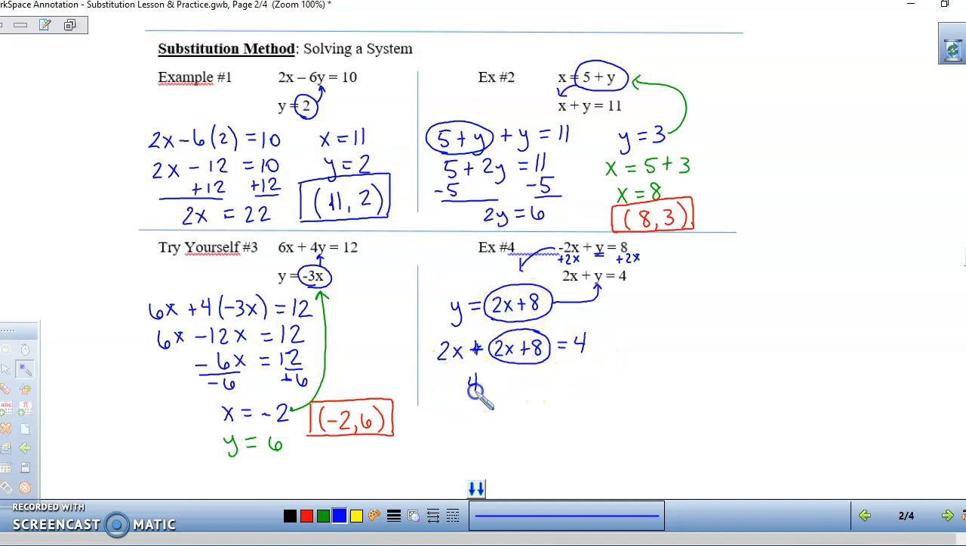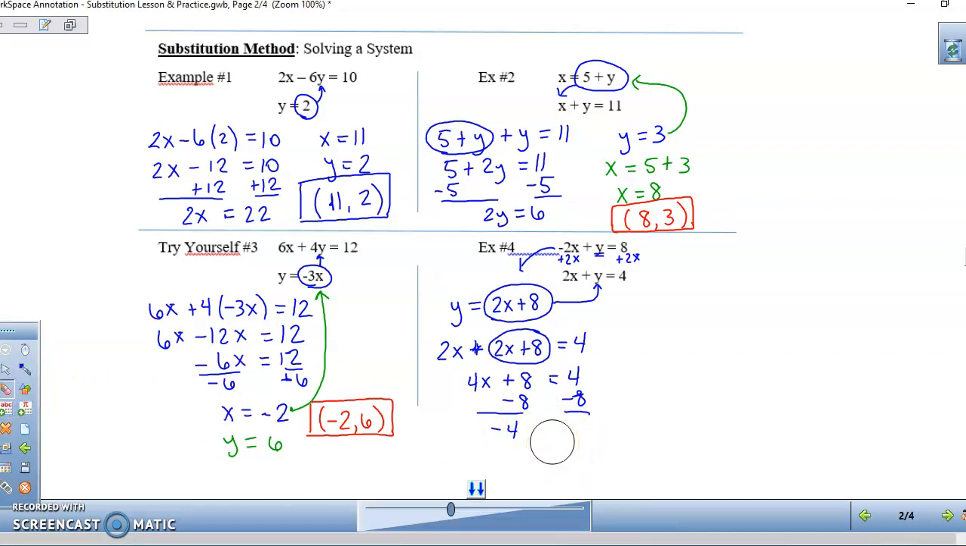Okay, and then I'm going to combine like terms, and then solve for x. So I get 4x here. Let's try that again. This is a 4x. These cancel. I'm getting ahead of myself. So 4x, and then over here 4 minus 8 is negative 4. And then when you divide by 4, you get x equals negative 1.